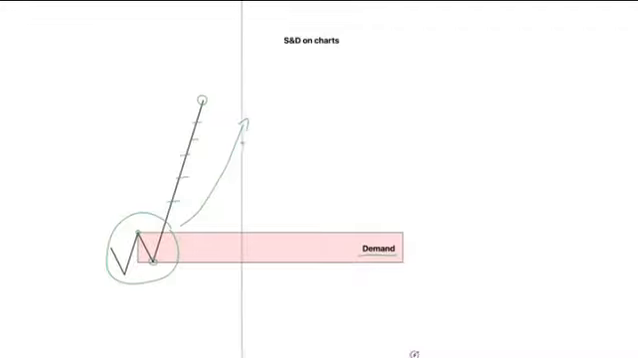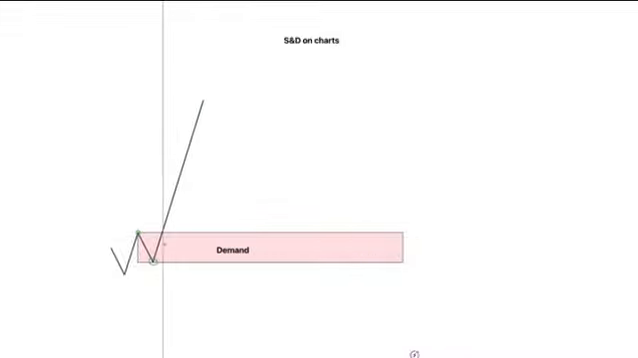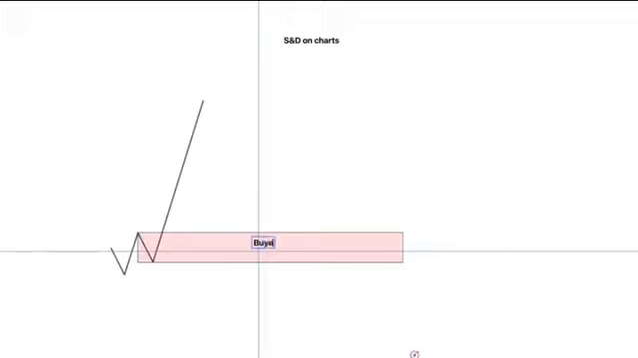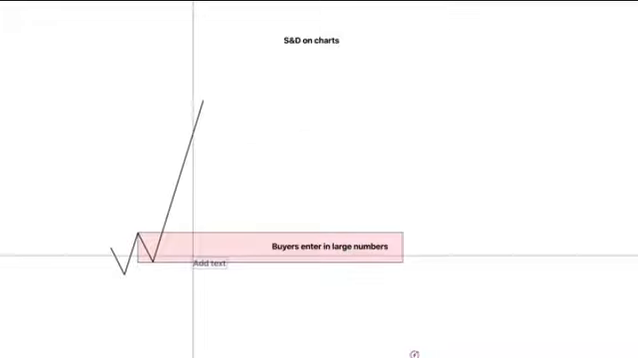All right. So what does that tell us? Well, it tells us that at this point, specifically the demand zone we have marked, this is where buyers stepped into the market in large numbers. So that is then classified as demand.